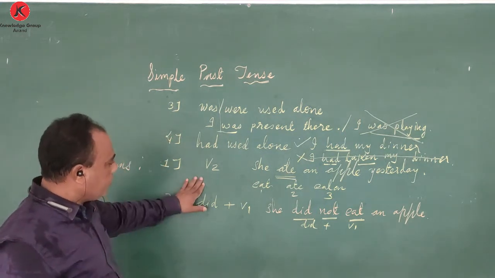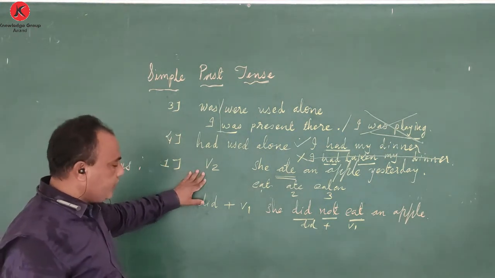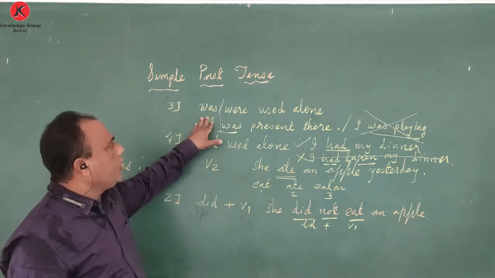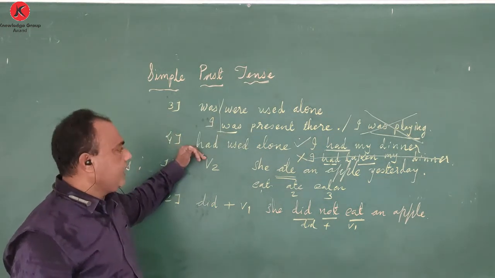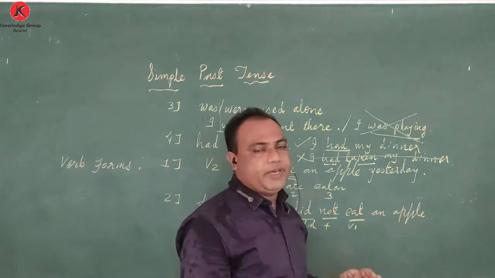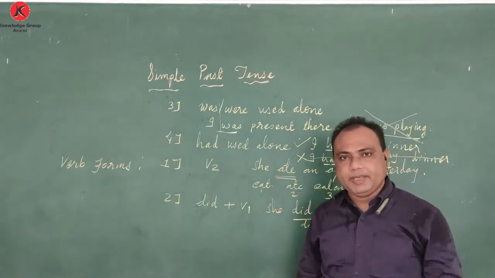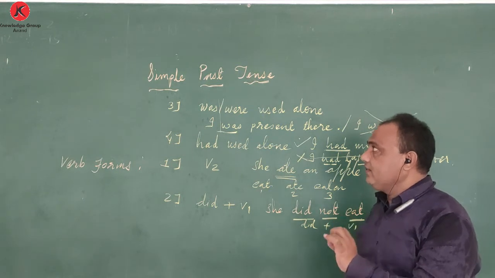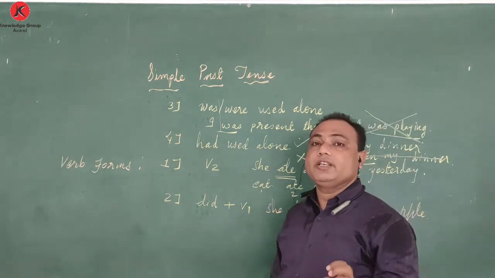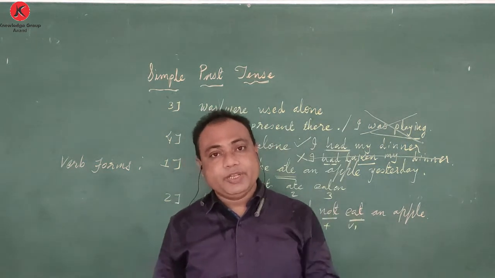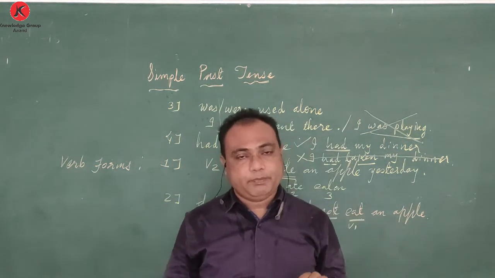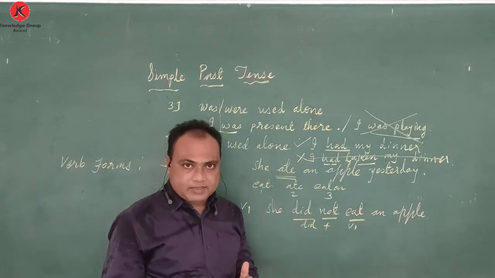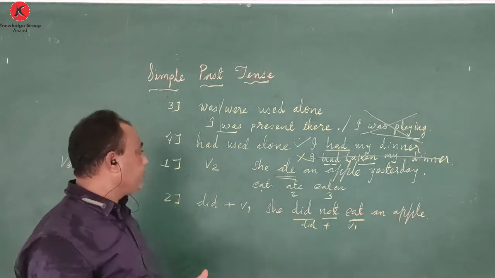So there are four verb forms. We use V2, then we use did plus V1, was and were used alone, and had used alone. These are the four verb forms you have to remember. These four verb forms will carry the action and verb in the simple past tense. Now let us compare simple present and simple past, so we'll have a better understanding.